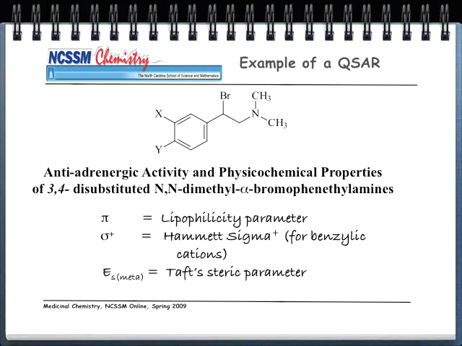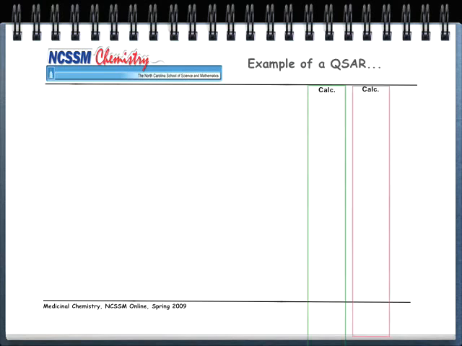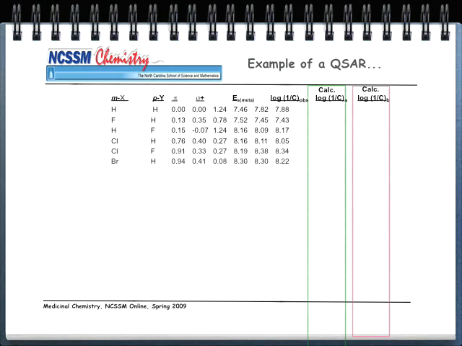And we're going to give you lipophilicity data represented by the symbol pi. That's not 3.14. That's just the symbol we use to represent lipophilicity. We're going to give you a Hammett constant, a sigma value. In this case, we put a positive on it because it's going to be for a charged cation. And we're going to give you something called Taft's steric parameter, or E sub S, okay? We're going to give you this data, and let's take a look at it, okay?